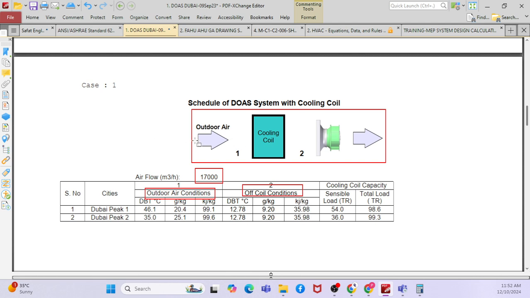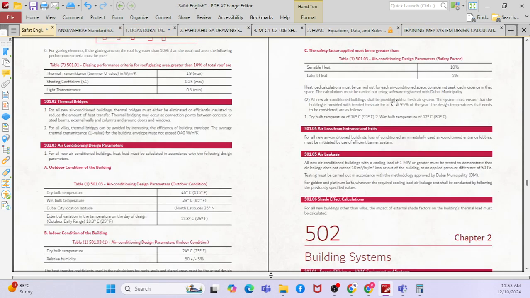You can see the outdoor air. Say for example, if you are using it for ventilation purpose, you can use 34, 32 as per SAFAT regulation. But if you are using it for both cooling and ventilation purpose, then you can take the peak load, which is 46.1 or 20.4. Okay, 20.4 is nothing but the humidity ratio. If you go to the SAFAT regulations, they have given basically 34, 32, right? 34, 32 is the temperature.